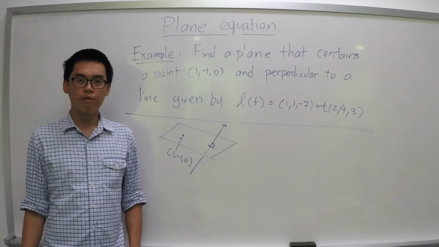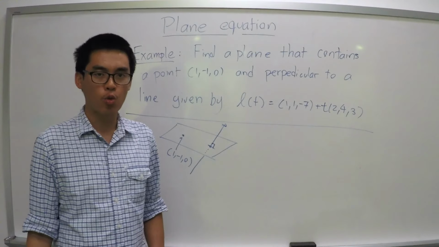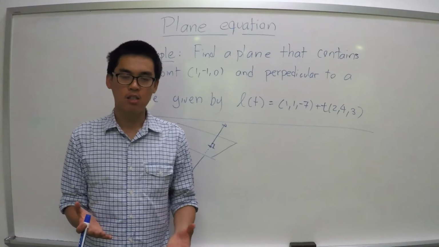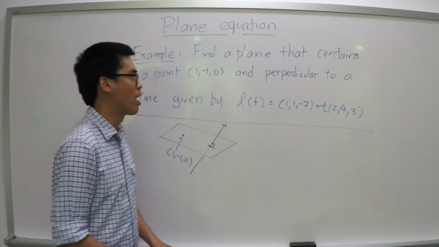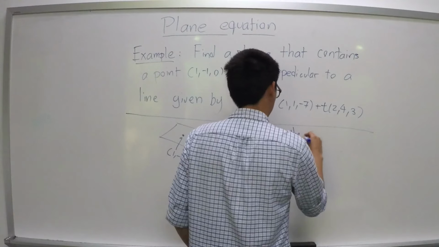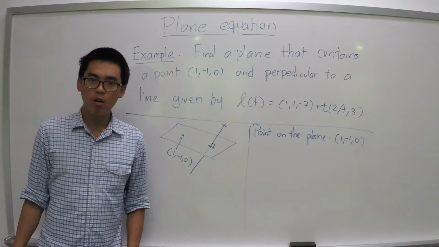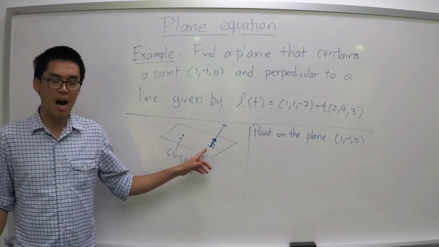In order to solve this problem, in fact, any problem that asks you to find the equation of a plane, we follow the recipe. We need to find two ingredients, a point on the plane and a normal vector. A point on the plane is given to you right away. But for the normal vector, if you stare at the picture and think about what vector is normal to the plane, it's almost certain that the vector should be related to this line. In particular, you want a vector that somehow looks like this.